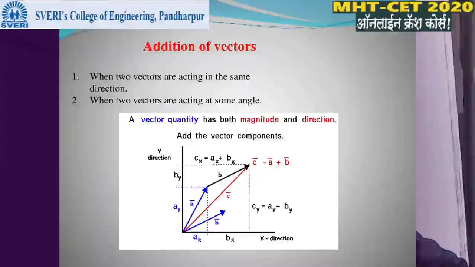Okay, see here in that figure, a bar and b bar, these are the two different vectors. Then c bar is equal to a bar plus b bar. This is the addition of the two vectors. On the other way, cx is equal to ax plus bx. We can add two vectors in different manner. Cy is equal to ay plus by. Again there is the addition of the two vectors.